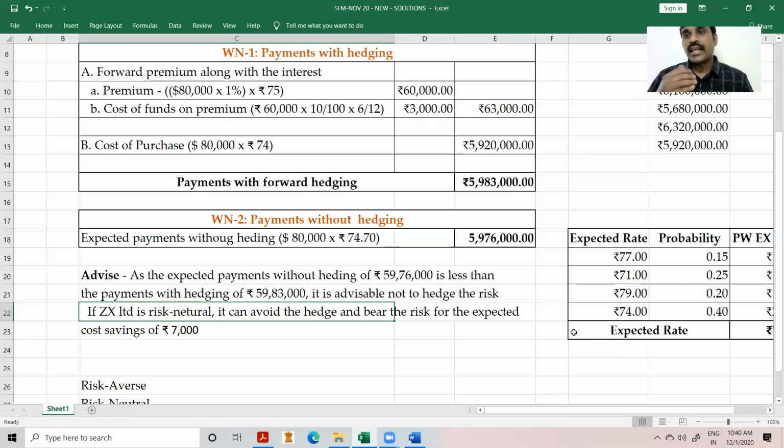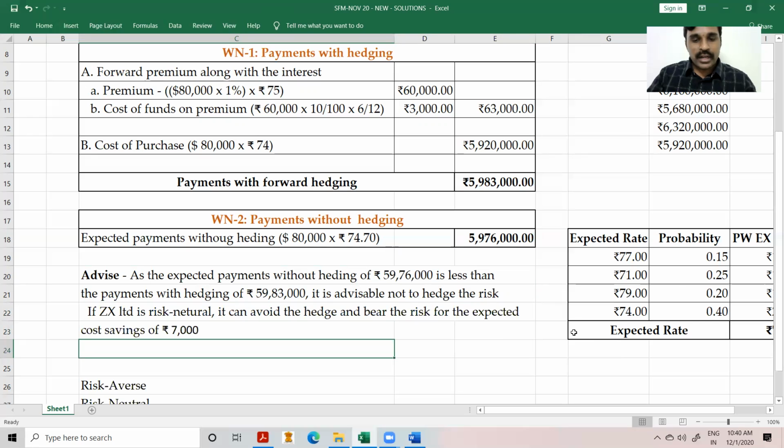On the other hand, if ZX Limited is risk averse, what does it mean? They don't want to bear the risk. They are very scared about the risk. They are ready to sacrifice their profits for the sake of avoiding the risk. So if ZX Limited is risk averse, it is advisable to hedge the risk with a forward contract.